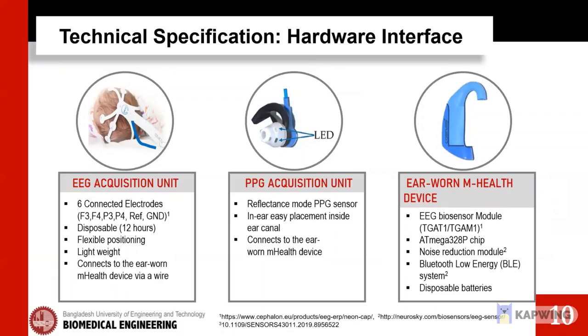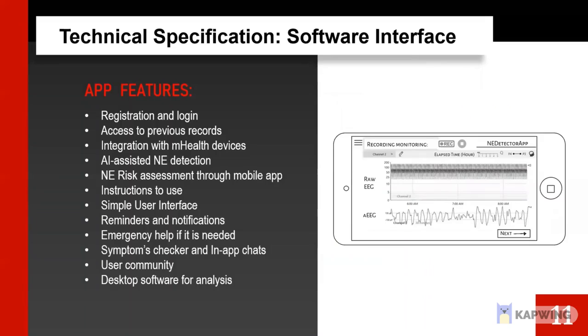The primary idea of the EEG acquisition unit is 6 connected disposable electrodes, which will have flexible positioning, be lightweight, and be connected to the wearable mHealth device via wire. The PPG acquisition unit will contain a reflectance mode PPG sensor, and the placement will be inside the ear canal. The wearable mHealth device will have an EEG biosensor module, microcontroller chip, noise reduction module, Bluetooth low energy system, and some disposable batteries. Based on our proposal, the mHealth app will include some must-have and convenient features such as registration, login, access to previous records, integration with mHealth devices, AI-assisted encephalopathy detection, encephalopathy risk assessment through the mobile app, instructions to use, simple user interface, reminders, notifications, emergency help, symptoms tracker, in-app chats, user community, and a desktop software for analysis.